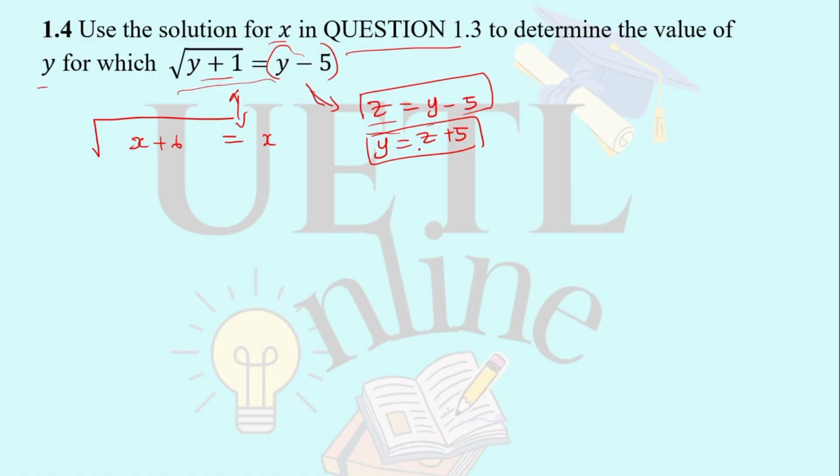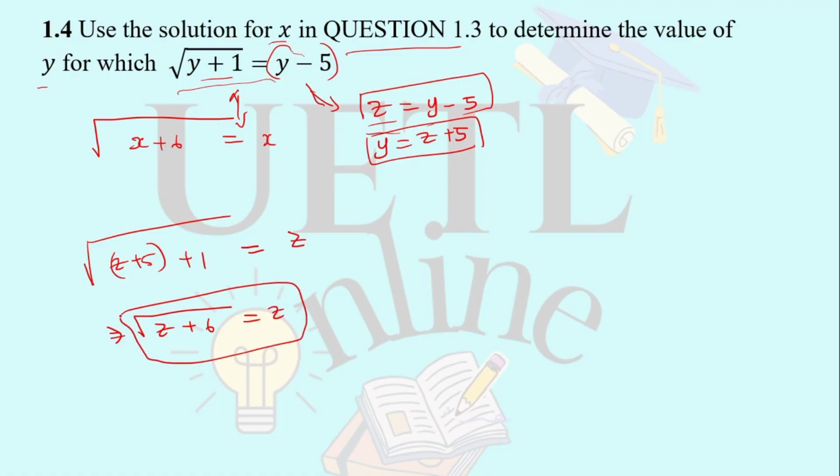So we're going to substitute y is equal to z plus 5, and y minus 5 is equal to z. Here we get root of z plus 5, plus 1, is equal to z. This gives us an equation: root of z plus 5 plus 1, which is 6, is equal to z. Now we can see that this one is very similar to the earlier one.